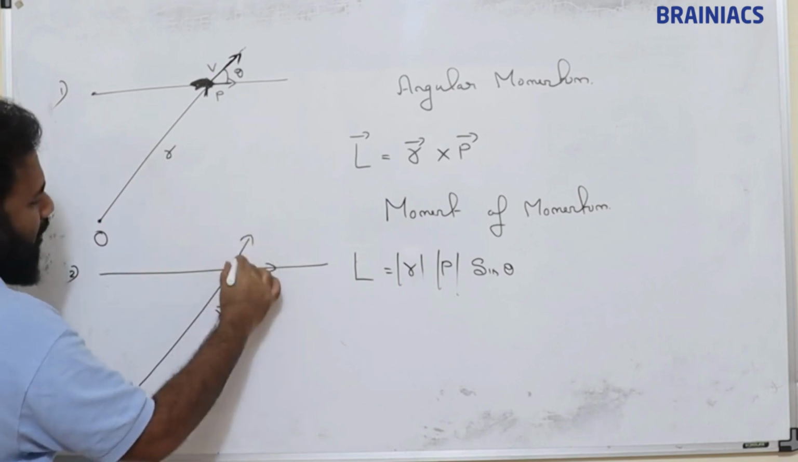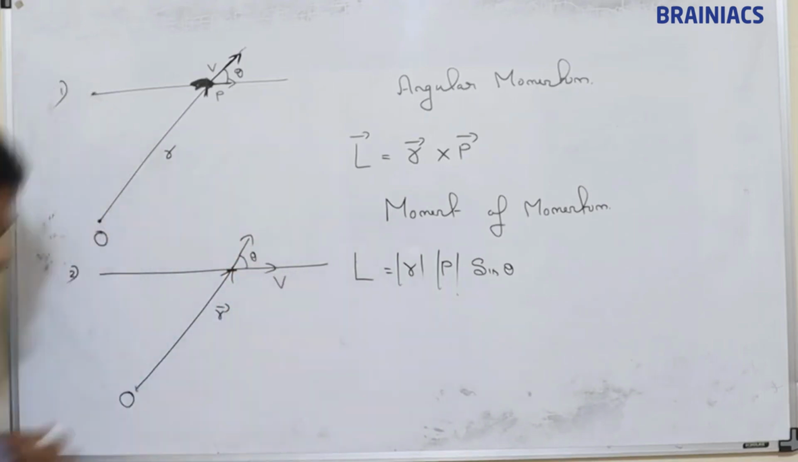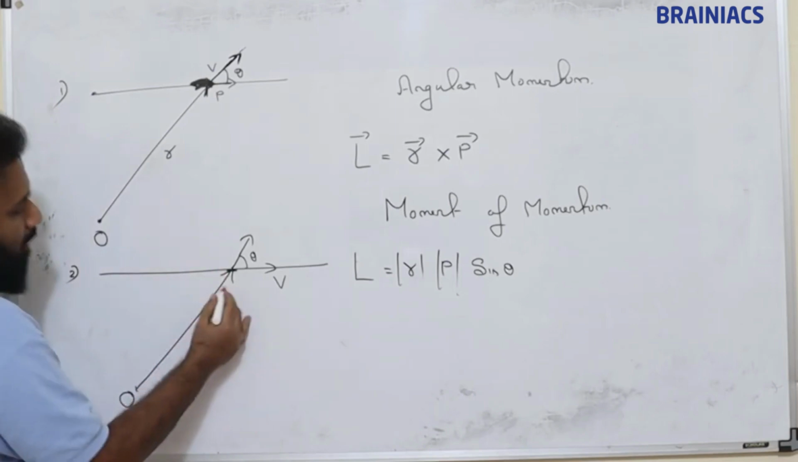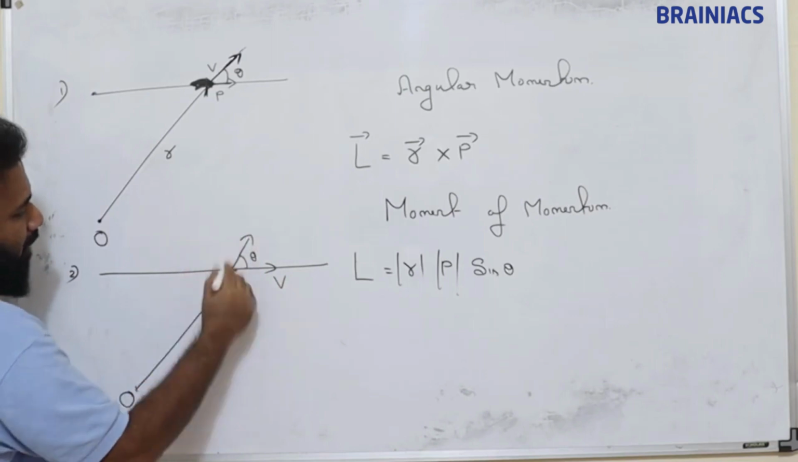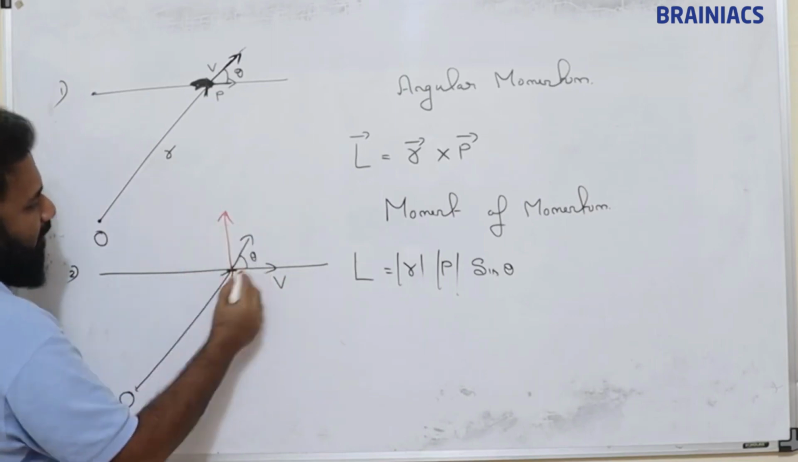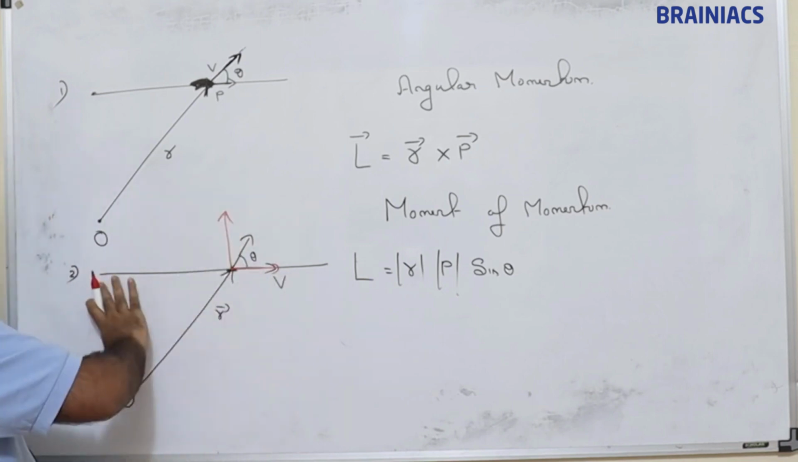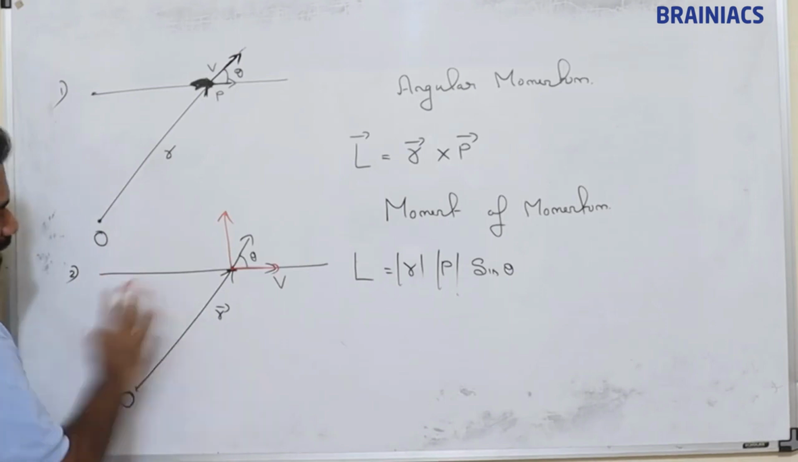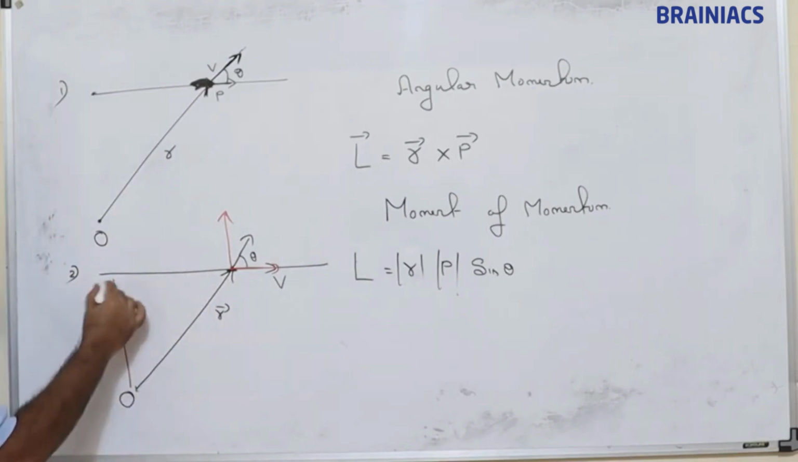Simply we are extending in order to understand the theta. This is the direction of velocity. Now suppose I resolve this r vector into two components, into vertical direction and horizontal direction. I am showing here. If I want, I can show here also, in order to avoid confusion.